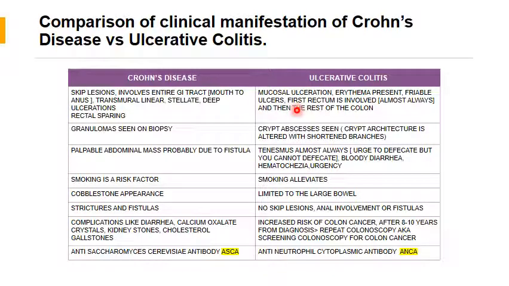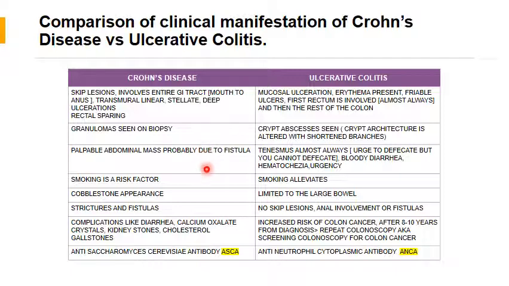When you look at it, we'll show you the endoscopic view of ulcerative colitis. You will see there's a lot of redness and the lesions seem like ulcers. First, the rectum is involved almost always, and then the rest of the colon. As the name suggests, it's ulcerative colitis. The condition is limited to the colon and actually begins from the rectum, whereas in Crohn's disease, the rectum is always spared. Next, the kind of lesions seen on biopsy are granulomatous lesions, whereas here crypt abscesses are seen. Crypt architecture is altered with shortened branches.